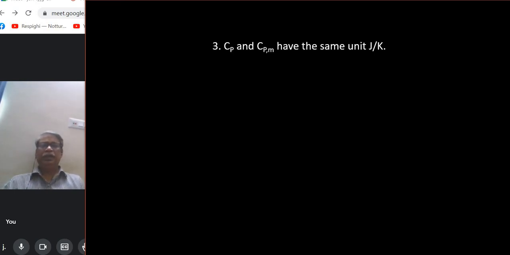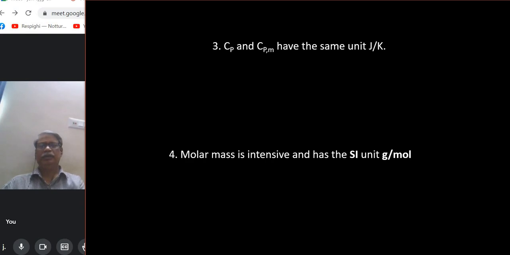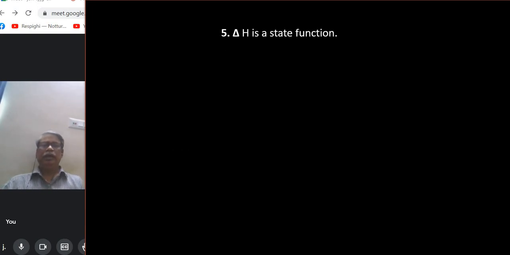Cp and Cpm, that means specific heat and heat capacity, have the same unit, joules per Kelvin. Molar mass is intensive and has the SI unit of grams per mole. It has 2 parts. Unless both the parts are true, you cannot say it is true. Please keep that in mind. Delta H is a state function. It may seem quite obvious to you, but okay, let us see the but.